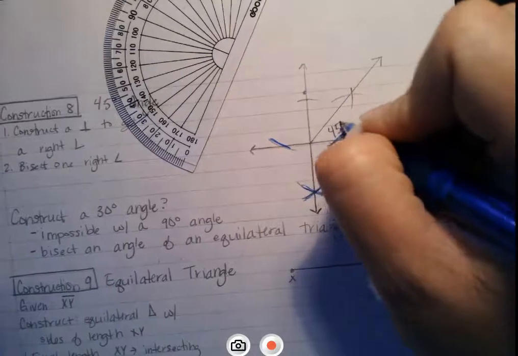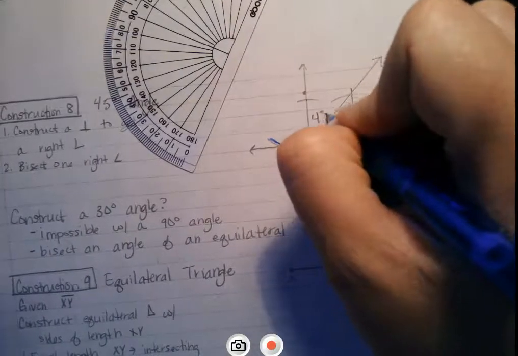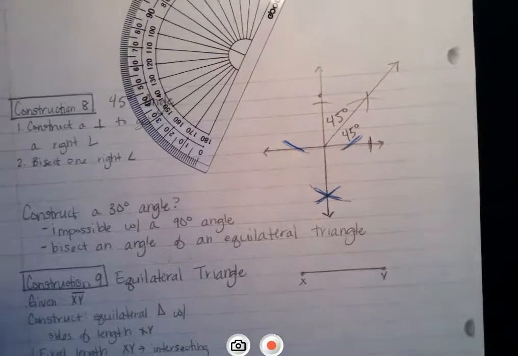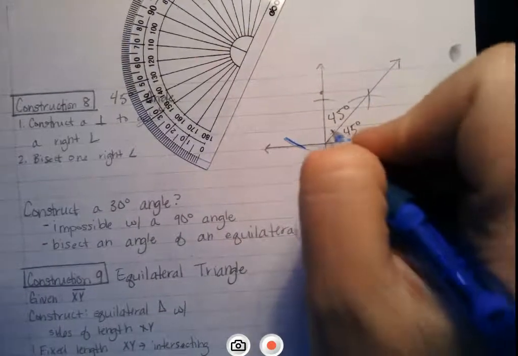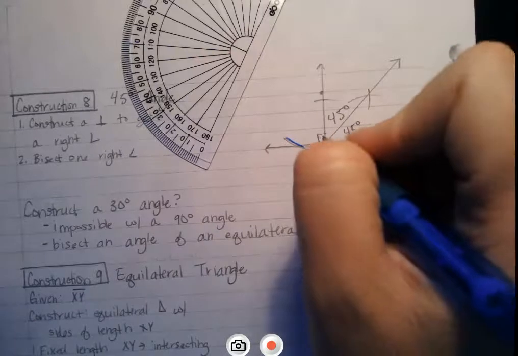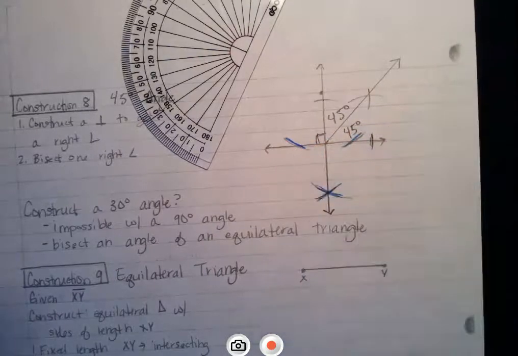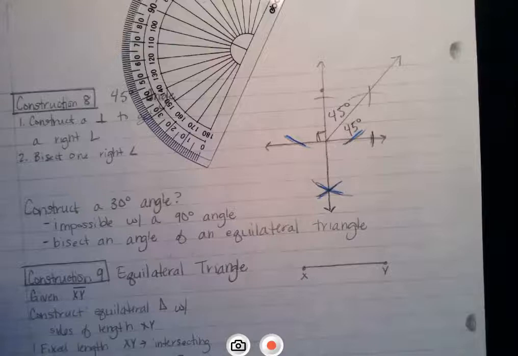But this would be a 45-degree angle, and this would be a 45-degree angle. Because we made a right angle, right? We made perpendicular lines, and then we bisected it. We cut it in half. Like that? Yeah, looks good.